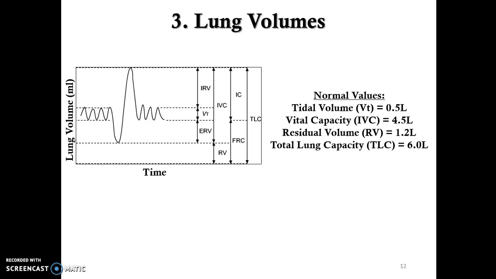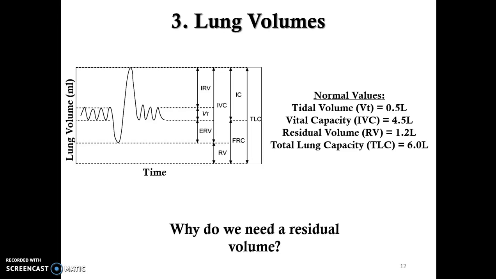However, the vital capacity that we just talked about is not the same as your entire total lung capacity, shown here as TLC. And this is because there is a residual volume, or RV, here on the graph. There's always a residual volume of air in your lungs. Your lungs are never without air. There's always that residual volume.